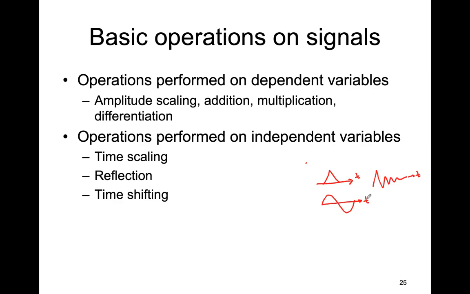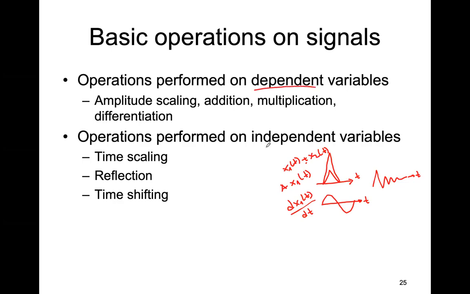So if you would like to perform some operations on these signals, for example, I would like to increase the amplitude. I would like to add two signals like x1 of t plus x2 of t, or if I would like to multiply two signals or with some scaling, it is possible. I would like to take the derivative of a signal. So all of these are possible if I would like to perform on dependent variables.